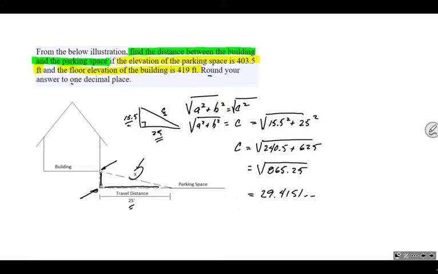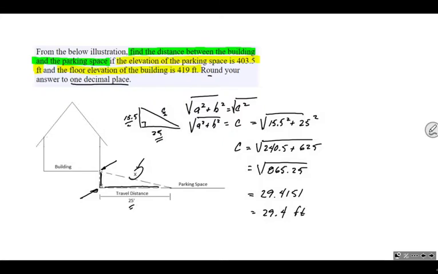We want this rounded, don't we? Round your answer to one decimal place. That's always an important thing. Look to the problem to see what we want the answer rounded to, and that's going to be equal to 29.4. And what are our units here? We have feet and feet, so our answer is in feet.